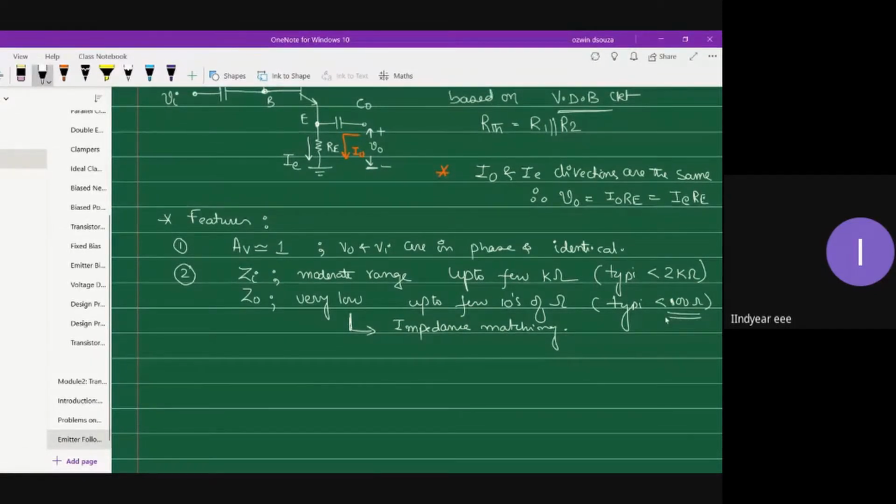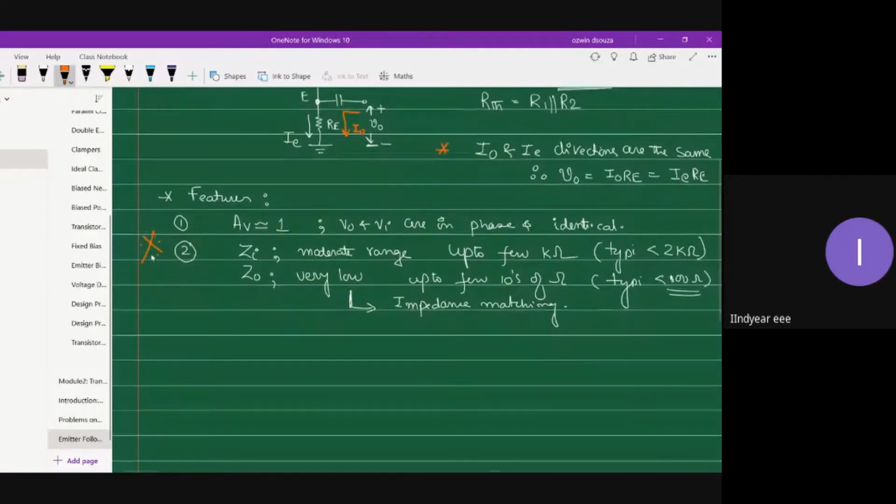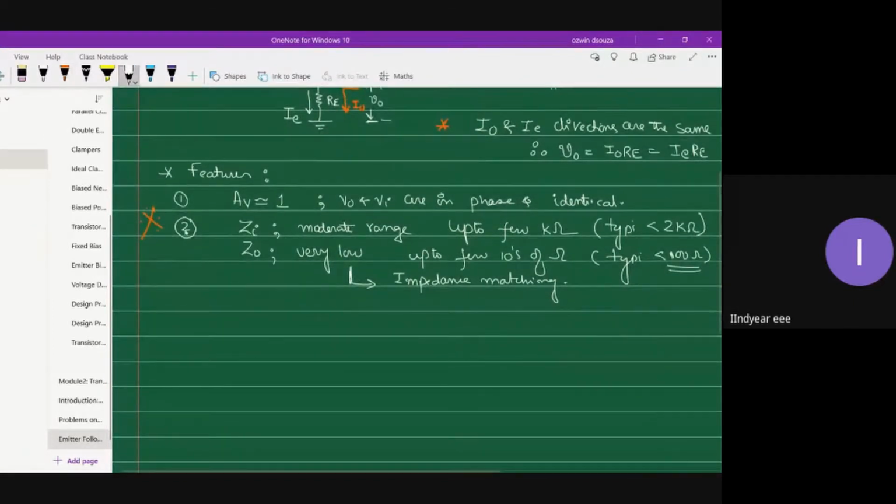If your speaker impedance is about 32 ohms, you can compare the output impedance of emitter follower, very close to that of the speaker impedance, right? 100 ohm is close to 32 ohms of speaker impedance. So these are the major features. They may ask for short notes. Fine. Now let us take up the analysis.